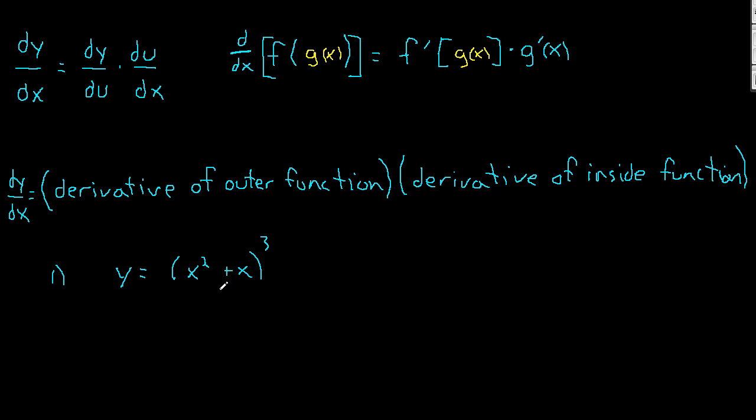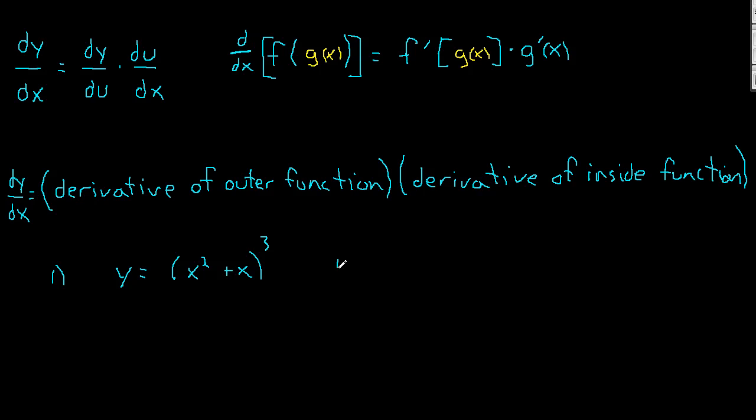Well, what do I mean by an outside function? An outside function is really the last thing that you're doing in your function. So if you were to plug a value in for x here, you would square it, then you'd add x to it, but the very last thing you would do is you would cube it. So it looks like our cubing function is our outside function, and the inside function is what the cube is acting upon. So the inside function is this x squared plus x.